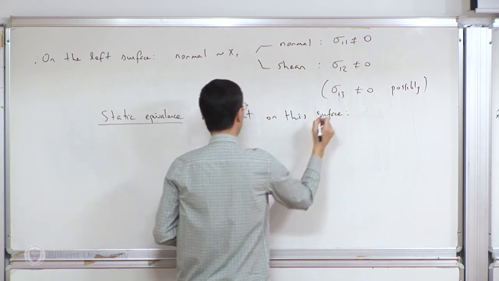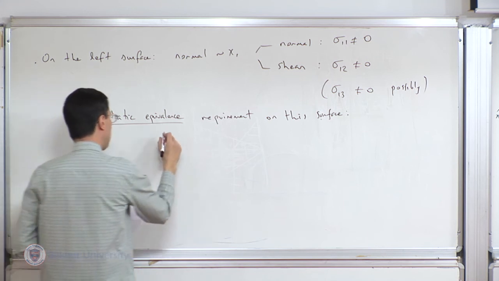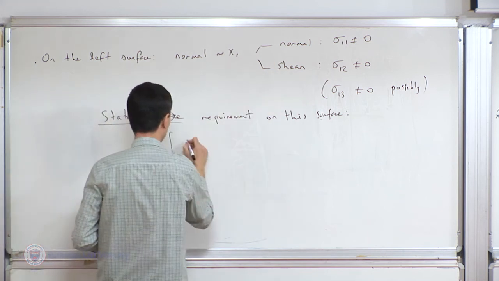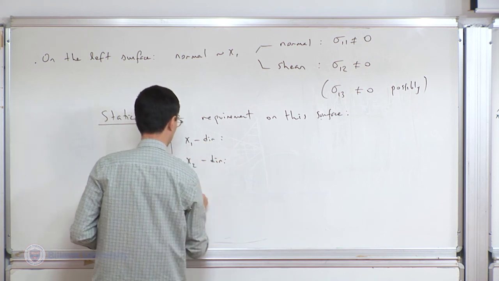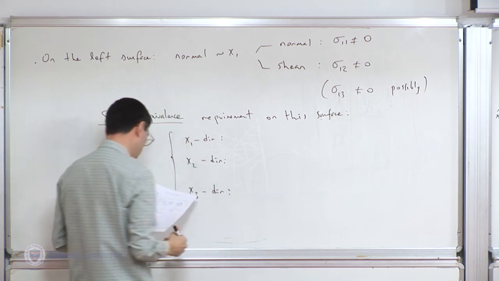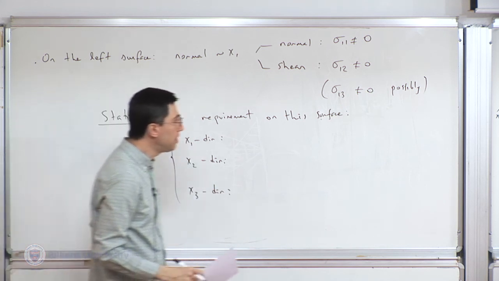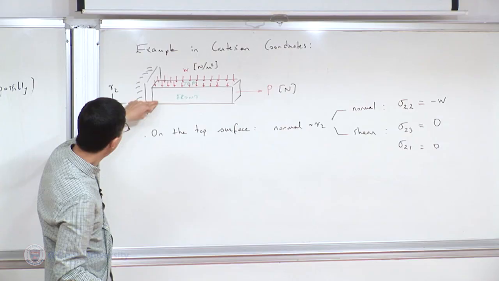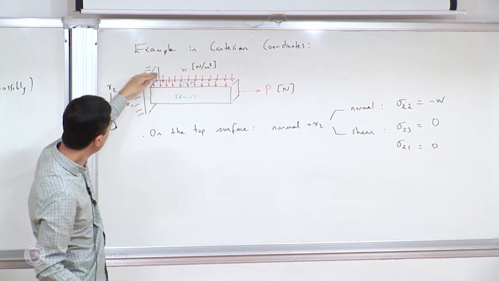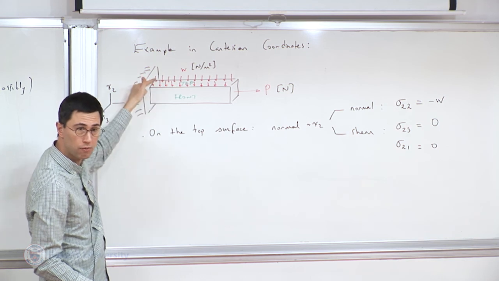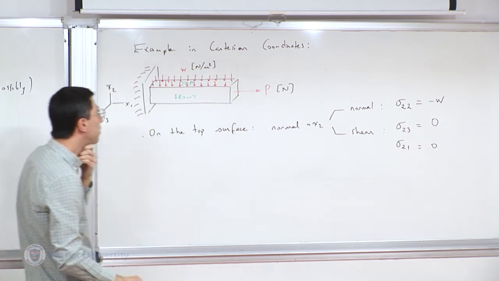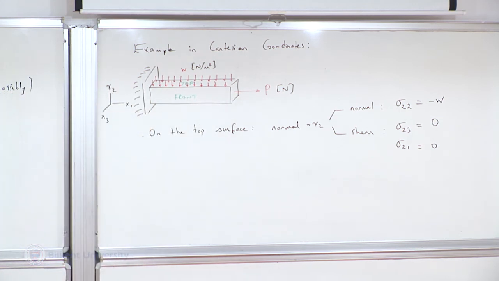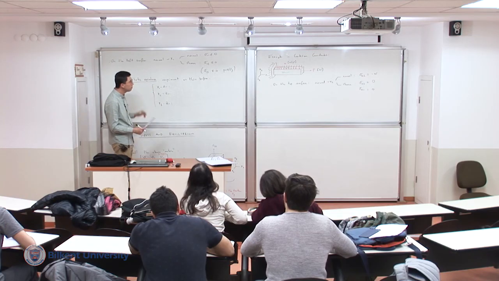Okay. So static equivalence requirement on the surface can be imposed as follows. Well, I have three directions, right? I have the x1 direction and the x2 direction and the x3 direction. And the net force that is forming due to the stress distribution on each of the surfaces has to be equal, statically, to the net forces that I see on the original problem, right? So this is at least something we can write.